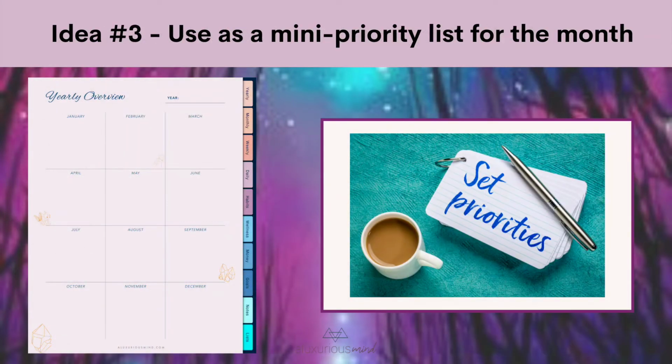The next idea I have is using your yearly overview layout as a mini priority list for the month. So if you're somebody who really doesn't like to work in your planner every single day, maybe daily and weekly layouts are just too much for you, and you prefer to have a forest view of what's going on, you could just use the yearly layout to write down the top 3 to 5 things each month that are your priority. That way you can reference them later.